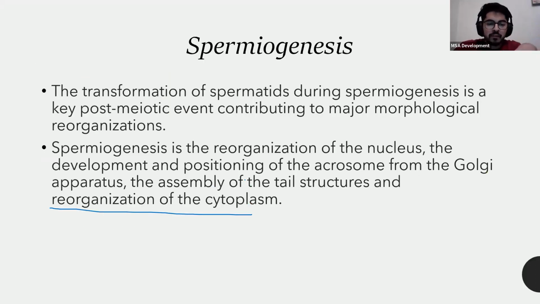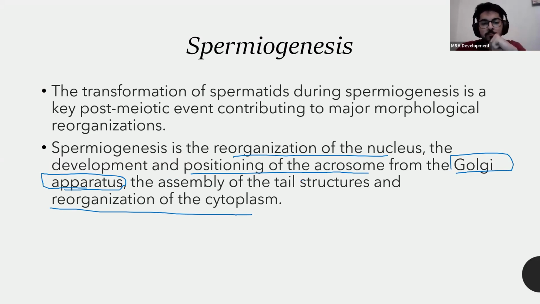So this is basically all what I said in a written way. We have reorganization of the nucleus, development and positioning of the acrosome from the Golgi apparatus. This is a very important thing: the origin of the acrosome is actually the Golgi apparatus. We have the assembly of the tail and the reorganization of the cytoplasm.